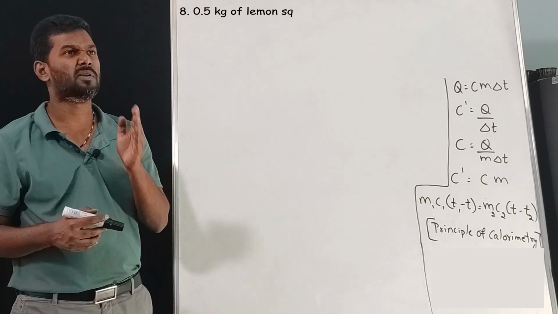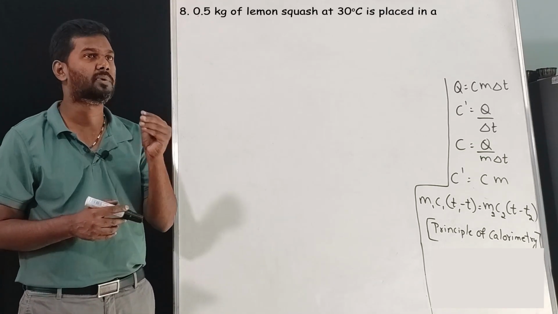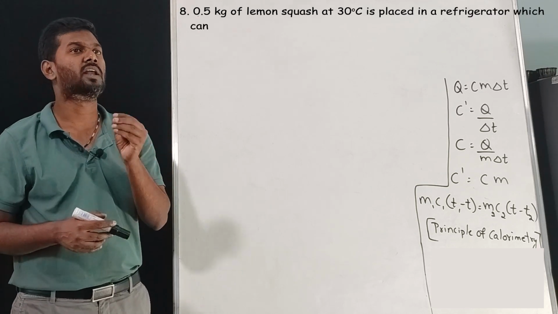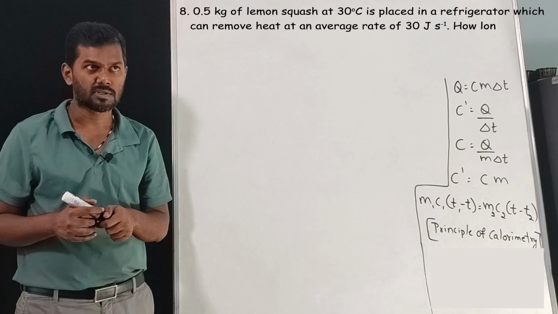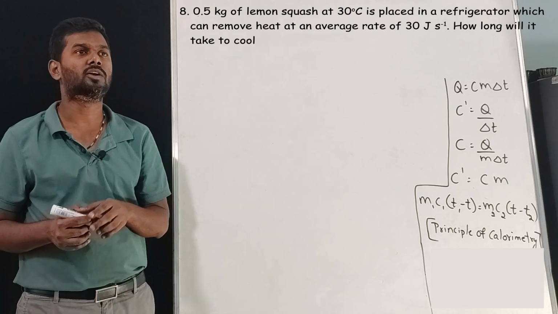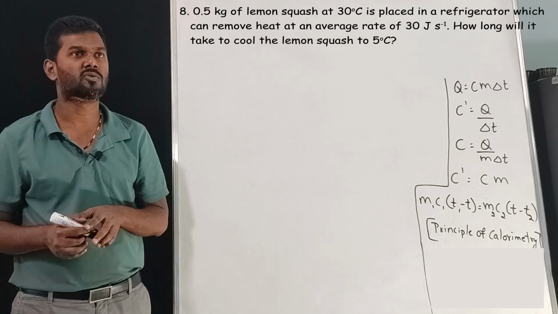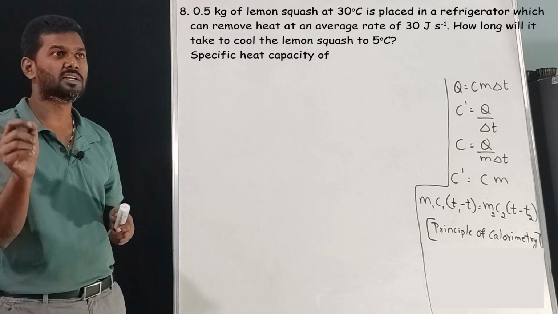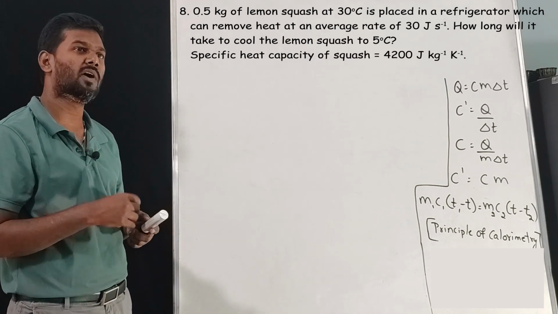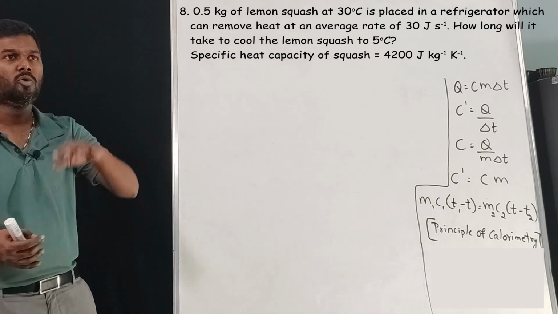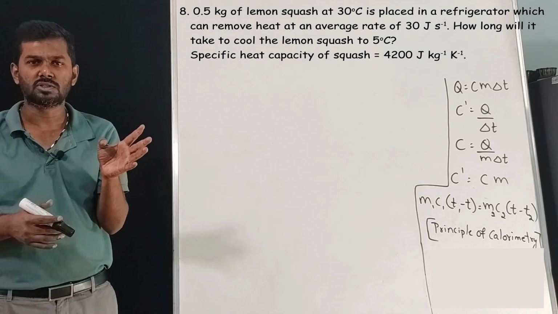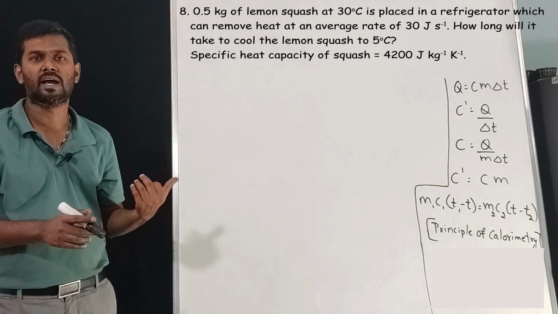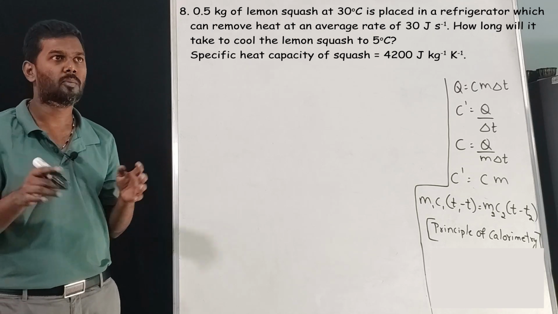Our next question. 0.5 kg of lemon squash at 30 degrees Celsius is placed in a refrigerator which can remove the heat at an average rate of 30 joules per second. How long will it take to cool down the lemon squash to 5 degrees Celsius? Specific heat capacity of squash is also given. See, don't worry about the question always. Whenever you get different kinds of questions, first write the given data, then you will understand the problem.